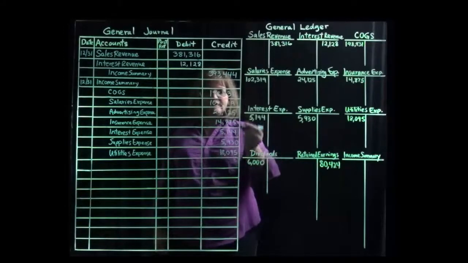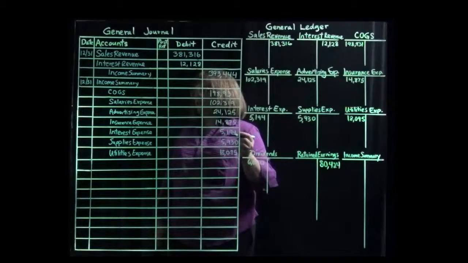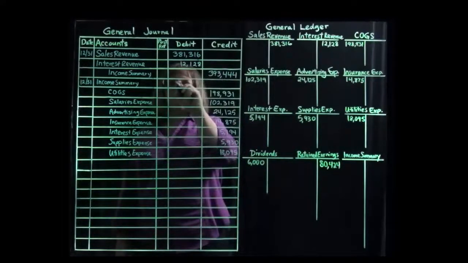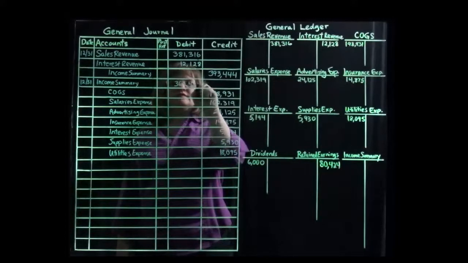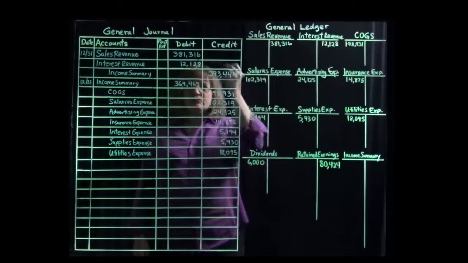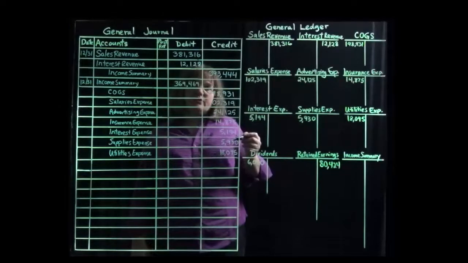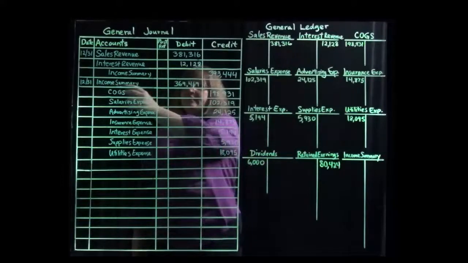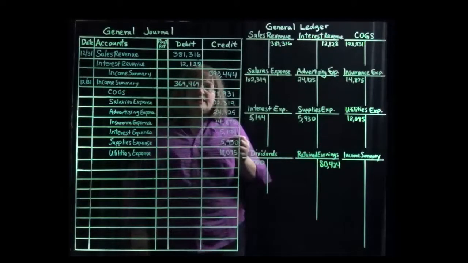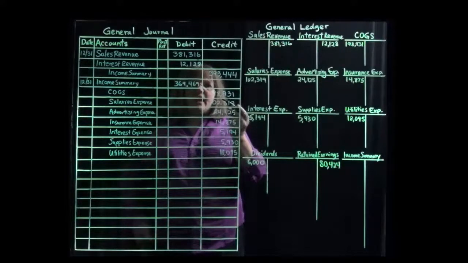The next thing I need to do is add these together to get the total amount that I'm going to debit to the income summary. And that number ends up being $369,469. Okay, so that's our first 2 closing entries. The first to close the revenue accounts, the second to close the expense accounts. If we had not been using an income summary for this company, we would have debited retained earnings instead of debiting the income summary.